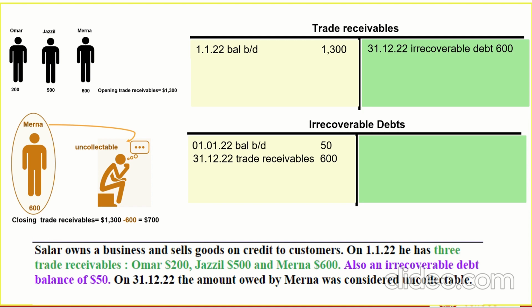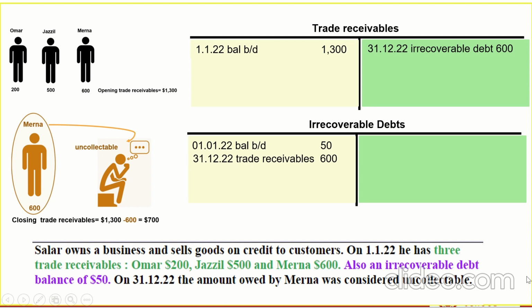Therefore, you enter it on the credit side of the trade receivable as the 31st December 2022, followed by the opposite account's name and the amount. Whereas in the irrecoverable debt account, you enter it on the debit side, 31st 12 2022, the opposite account's name is trade receivable, followed by the amount.